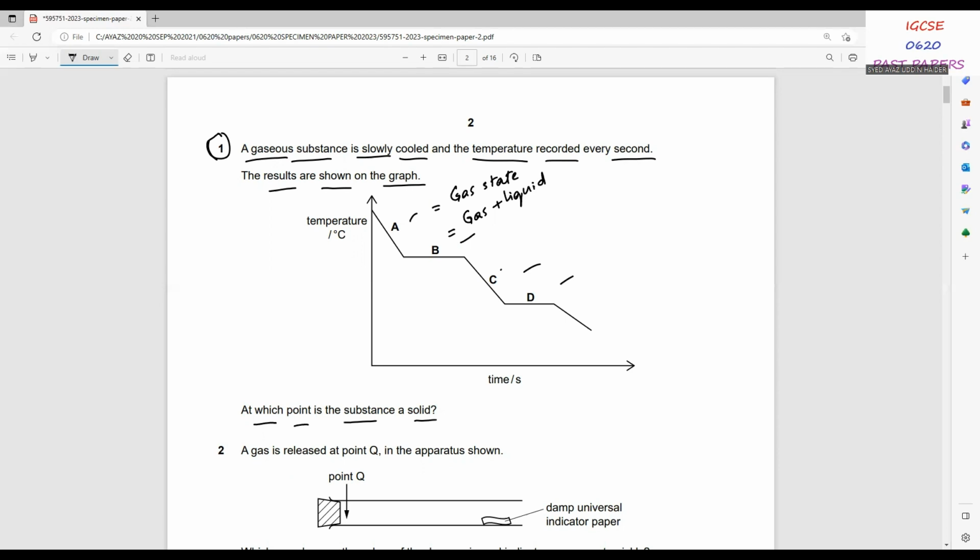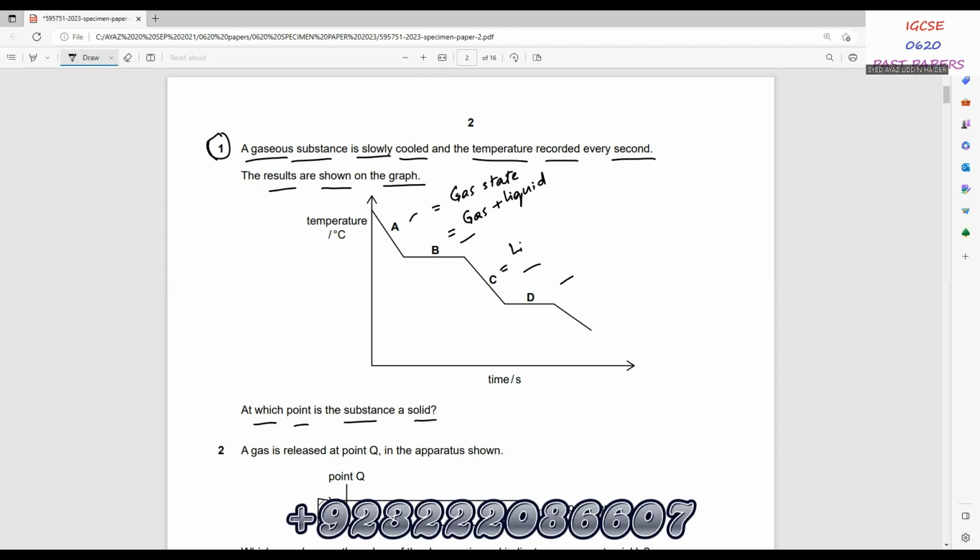At C, you will have only one state, that will be liquid. So D should be liquid plus solid. So obviously the answer will be D for this question.